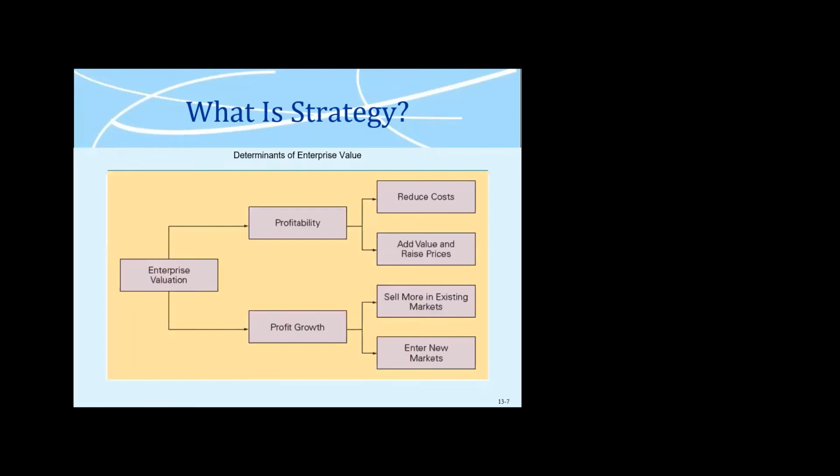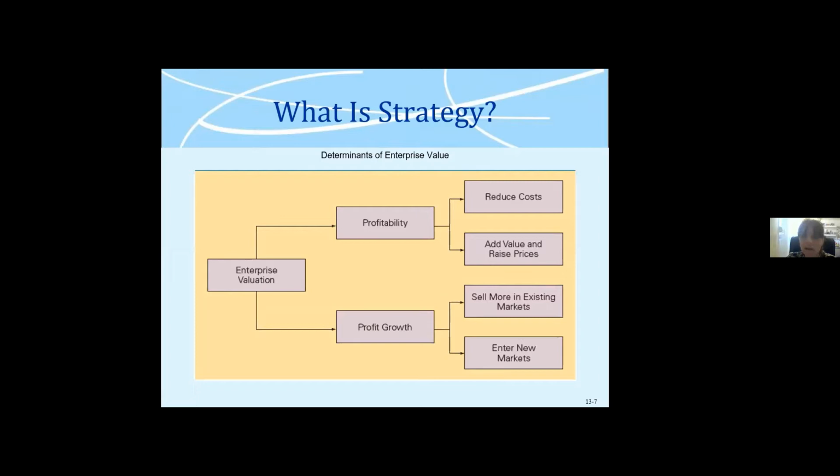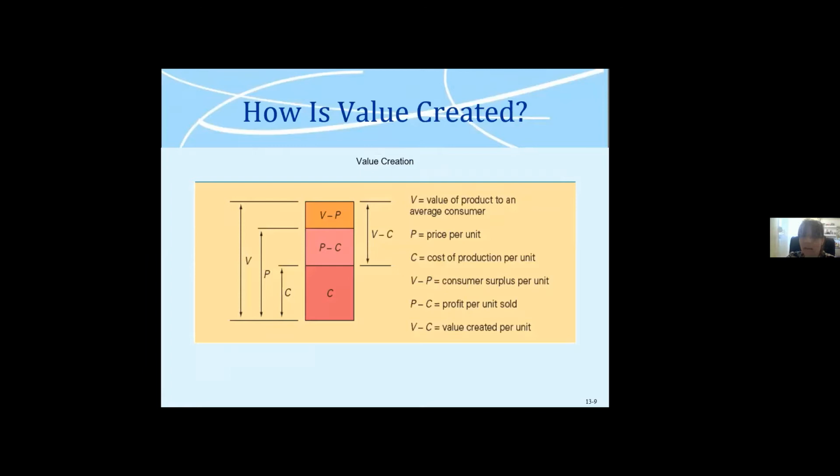In order to increase the profitability of a firm, we have to consider that the way to increase it is to create more value. The amount of value that a firm creates is measured by the difference between its cost of production and the value that customers perceive in its product. So in general, we can see that the more value customers place on a firm's products, the higher the price the firm can charge for those products.